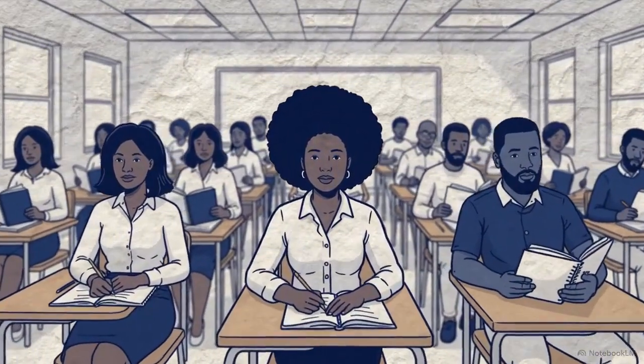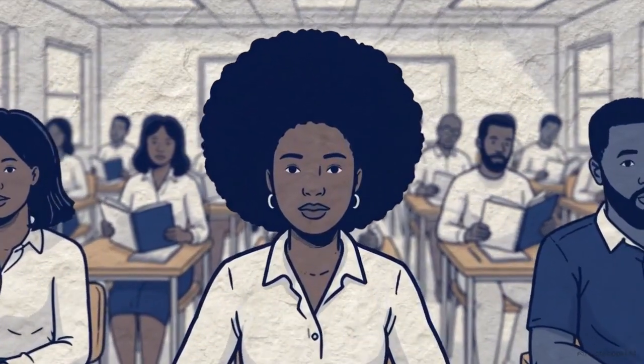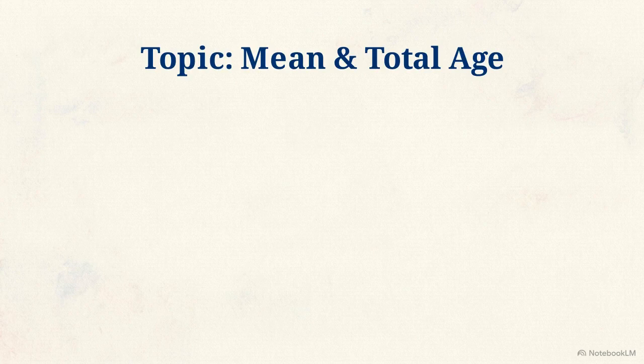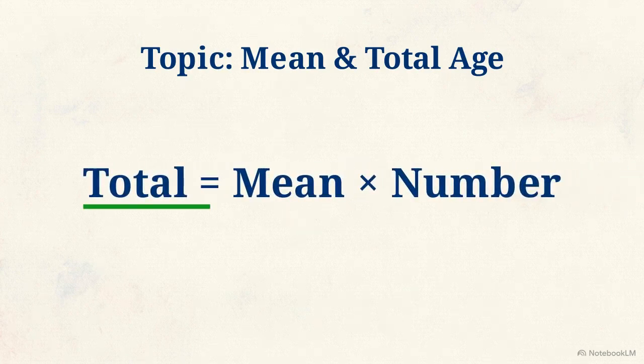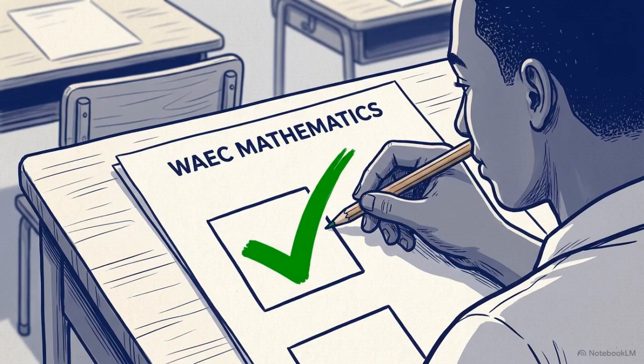Today, I will help you master a common topic in your mathematics exams, calculating mean and total age. As you prepare for WAEC, JAMB, or NECO, remember that QandAHelp.com is the best place to get adequate preparation to ensure you succeed. In this lesson, we will learn how to solve tricky mean age problems by understanding the mathematical reasoning behind them, and I will share a cool shortcut to save you time. Mastering this technique allows you to transform a confusing word problem into guaranteed points on your exam.